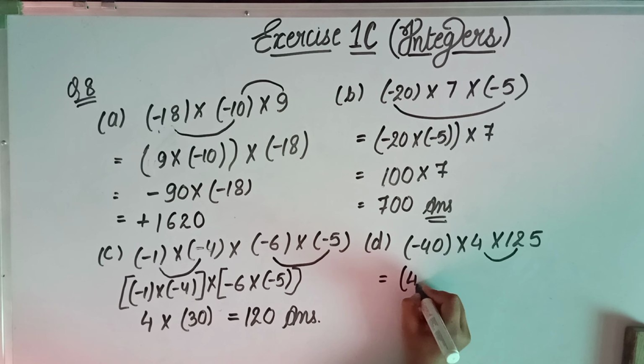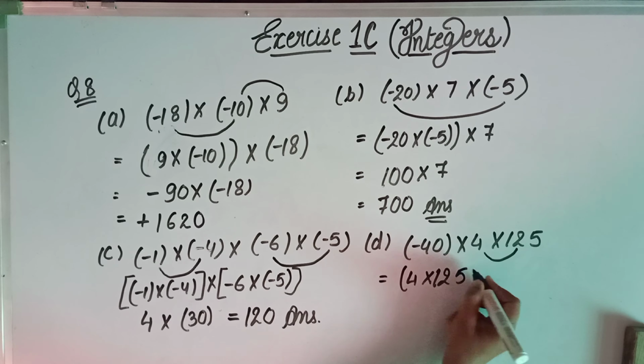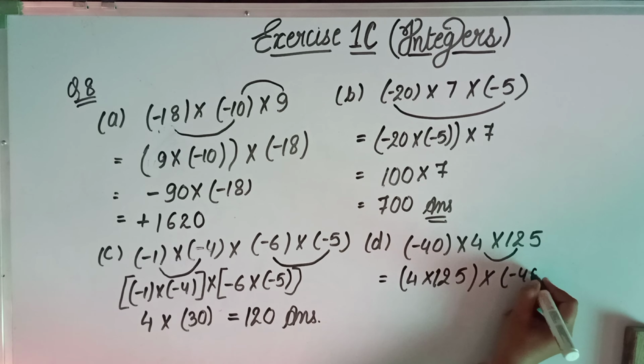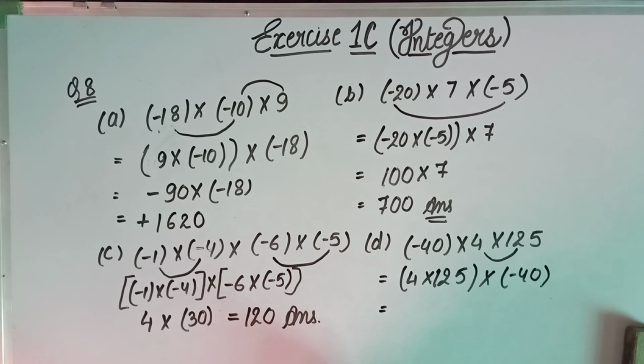So 4 multiplied by 125 multiplied by minus 40. Now 4 into 125 gave you 500, multiplied by minus 40. Now 5 fours are 20, and here we have 3 more zeros along with the minus sign. Here we need to put a minus sign because plus times minus is minus. Okay, so that is all about question number 8. Now we are moving on to question number 9. For that I need to just rub this.